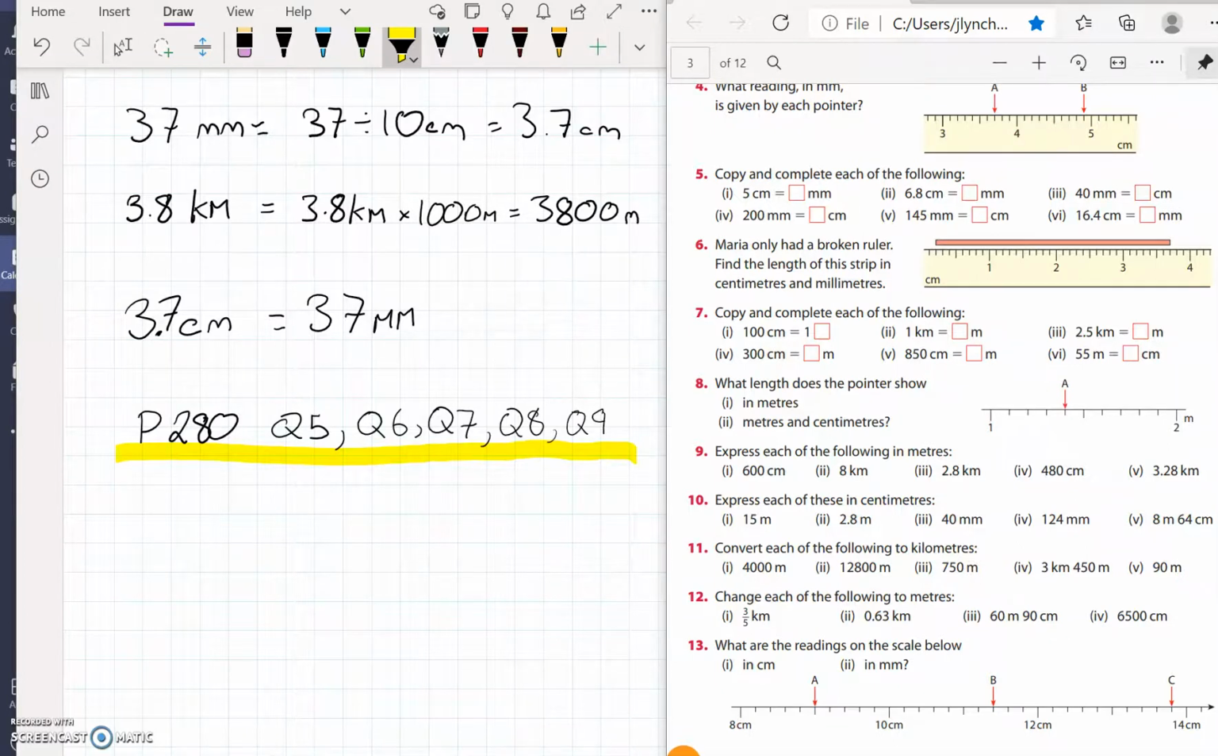That's it for today. The next day then I'll give you more of these questions to do. I'm sure you'll be well able to work them out. And the following day then we'll go on to units of mass or weight. So that's working with kilograms and grams. Okay, thanks very much.